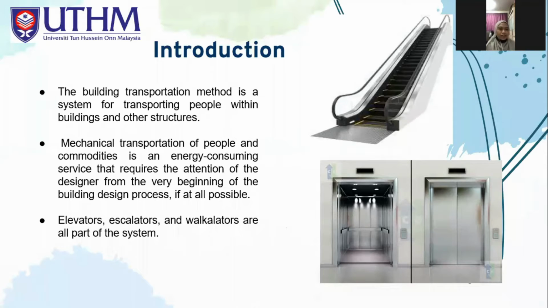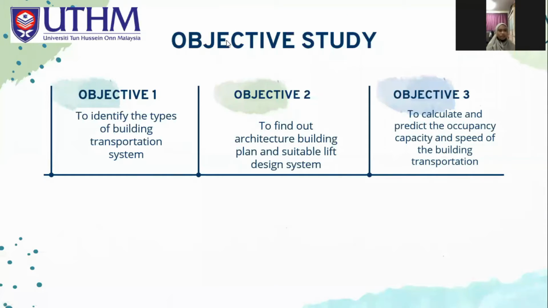So, I continue with introduction. The building transportation method is the system for transporting people within buildings and other structures. Elevator, escalator and walker ladder are the part of the system. Next slide is objective study.